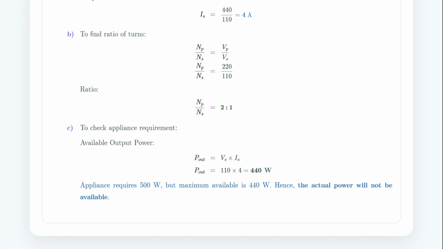The electrical appliance strictly requires 500 watts to operate properly. Since the transformer can only give out 440 watts, the actual power required will simply not be available. The appliance will not work at full capacity.